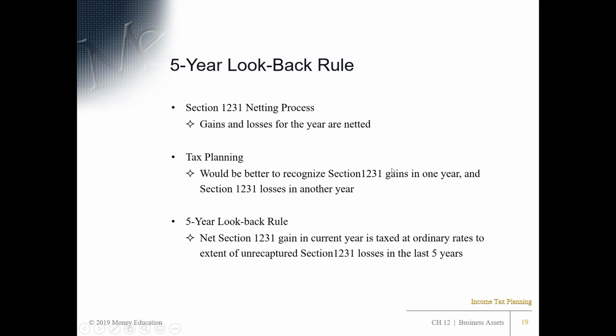Also, there's a 5-year look-back rule. So in the section 1231 netting process, gains and losses for the year are netted, all section 1231 property. Then tax planning. It would be better to recognize a 1231 gain in the year that you have 1231 losses. A 5-year look-back rule. Net section 1231 gain in a current year is taxed at ordinary rates to the extent of unrecaptured 1231 losses in the last 5 years.